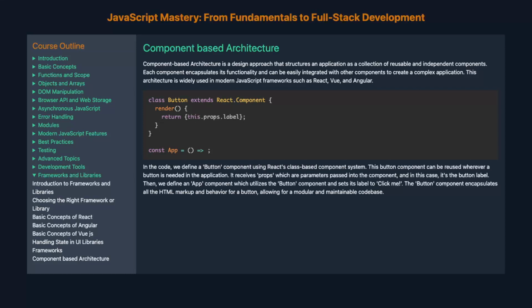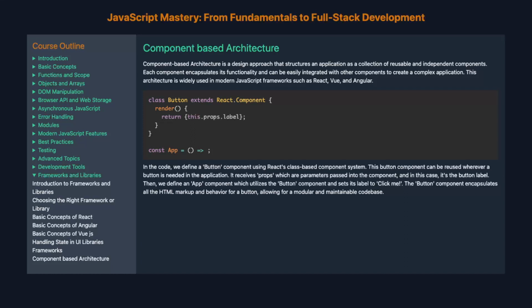Component-based architecture. Component-based architecture is a design approach that structures an application as a collection of reusable and independent components. Each component encapsulates its functionality and can be easily integrated with other components to create a complex application. This architecture is widely used in modern JavaScript frameworks such as React, Vue, and Angular.